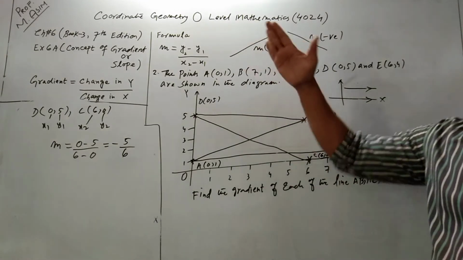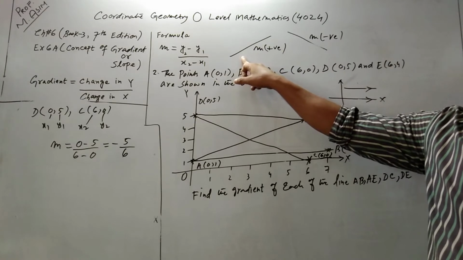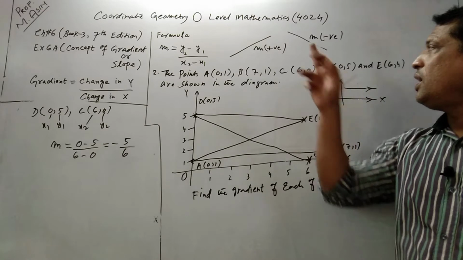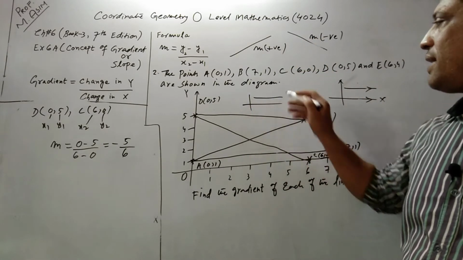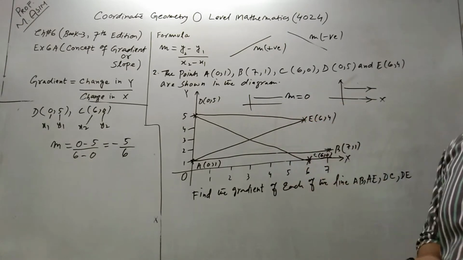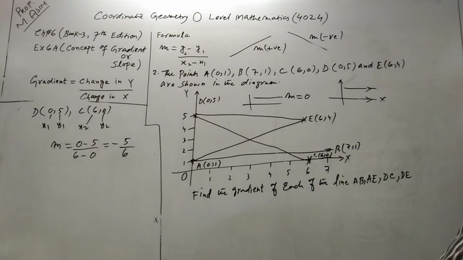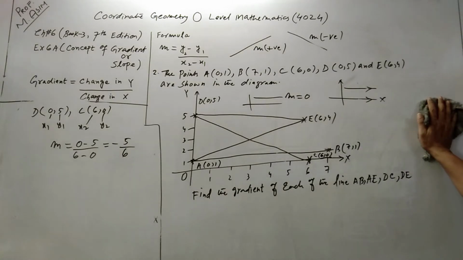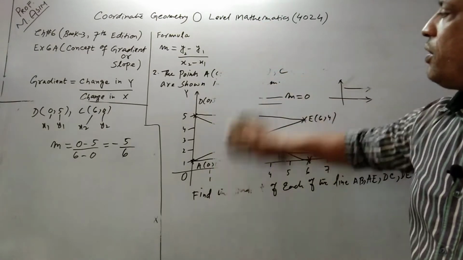Why? Because the line is in this position. When the line is in this position, the gradient is always positive. When in this position, excuse me, the gradient is negative. And when the line is parallel to the x-axis, the gradient is always 0, which you have seen in part A, AB. See next question. I hope you understand question number 2. Very informative question. See question number 3.